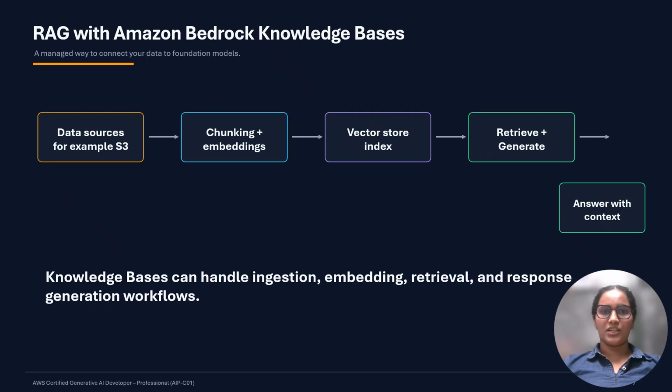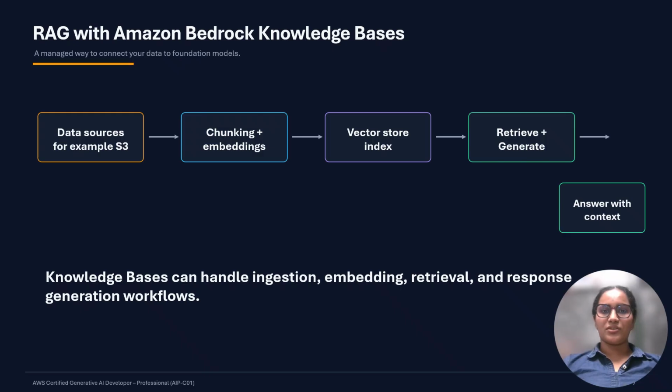Amazon Bedrock knowledge bases are important for the exam because they provide a managed way to build RAG applications. A typical setup starts with a data source such as a document stored in Amazon S3. Bedrock can process the data, split it into chunks, use an embedding model to create vectors, and store those vectors in the vector store. At query time, the application can retrieve relevant chunks and generate an answer with a foundation model.